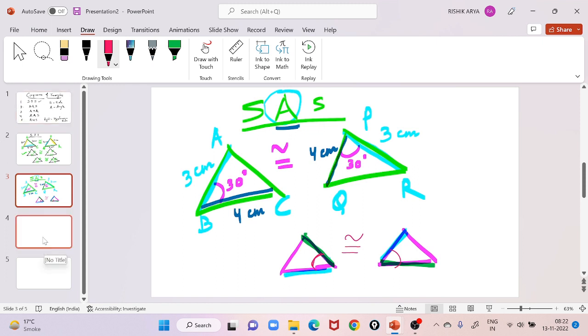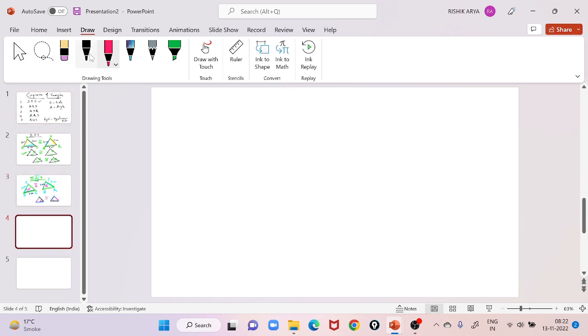Now moving ahead to the next topic, that is AAS, angle, angle, side. I think the third one we have not discussed, that was ASA. So first of all I'd like to explain that only, because it is very similar to side angle side. So I like to discuss it first.